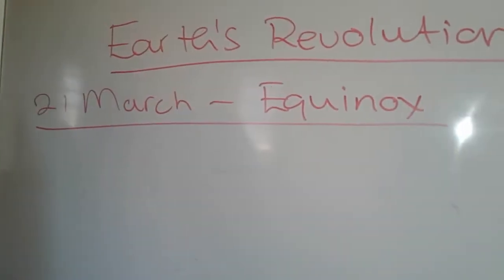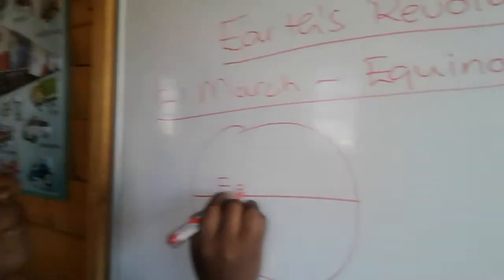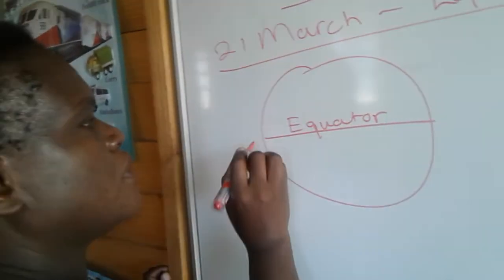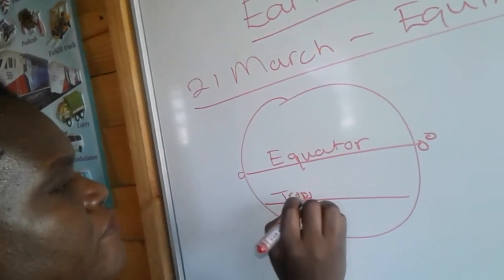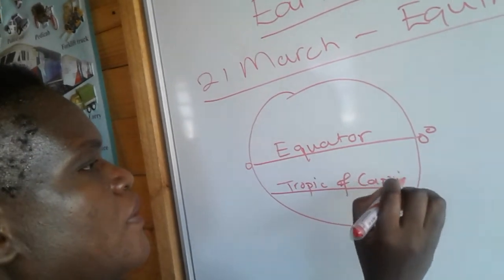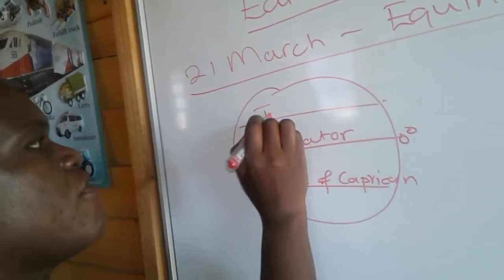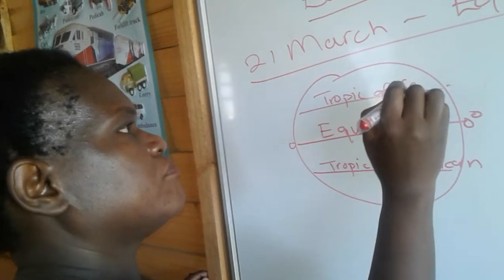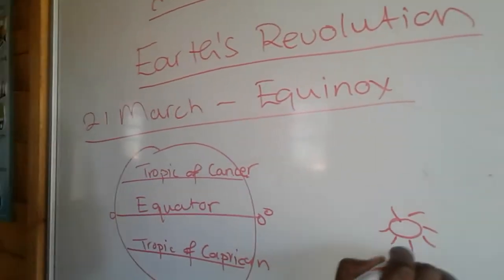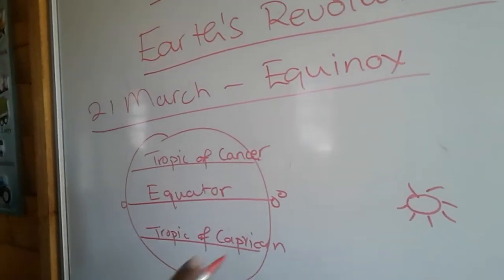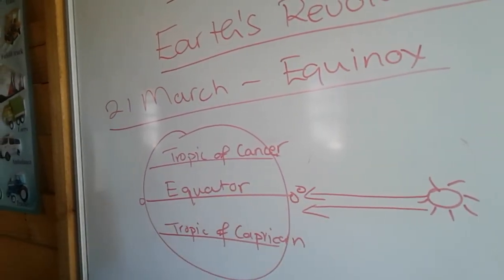And what does this mean to us? This is our Earth. This is our equator. We have our Tropic of Capricorn here. In the northern hemisphere there, we have the Tropic of Cancer. And this is our Sun here. Right, 21 March, it means that the Sun's rays are directly overhead the equator.